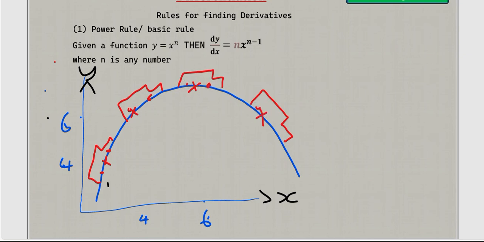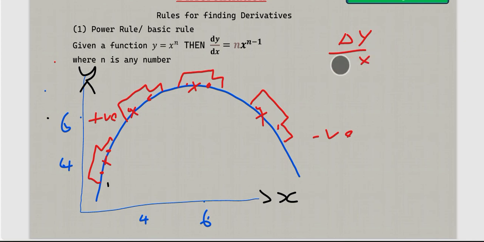And here, the gradient has again changed direction. Now this is a negative gradient, and this is a positive gradient. So you can see the gradient is changing at any point on the curve. We cannot say change in y over change in x because it changes at every point.